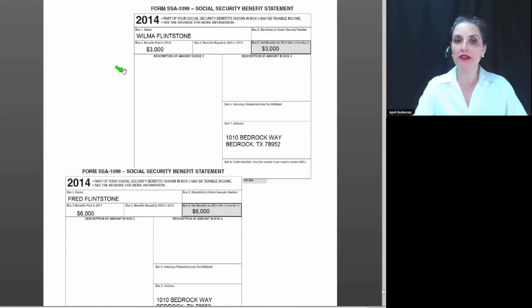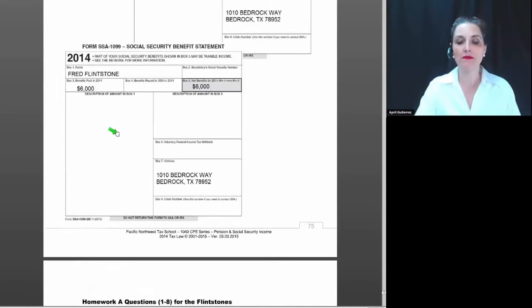We then have Wilma's Social Security benefit statement showing $3,000 of benefits for the year, and Fred has a Social Security statement showing $6,000 of benefits for the year. Let's go ahead and prepare their return.